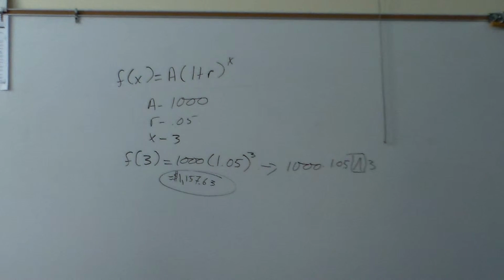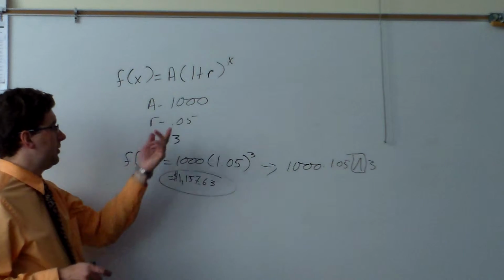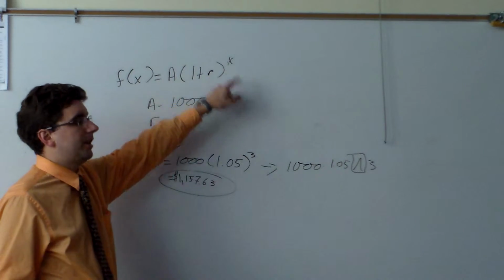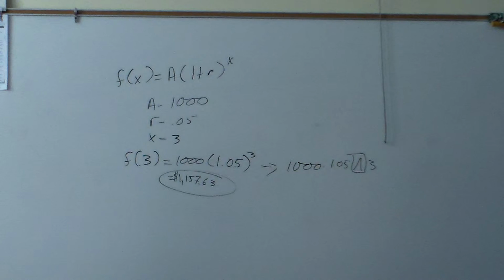Wait, why do we have this one? The 1 represents the initial value. Okay? So the 1 says we're going to hold that $1,000 and add on whatever 5% of that is. So we're going to do that 3 times over. So you always have a 1, no matter what equation you use? I'm hesitant to say yes because I don't understand your question. Is there always, for every function, going to be 1 plus something? You'll see today, no, that's not the case.